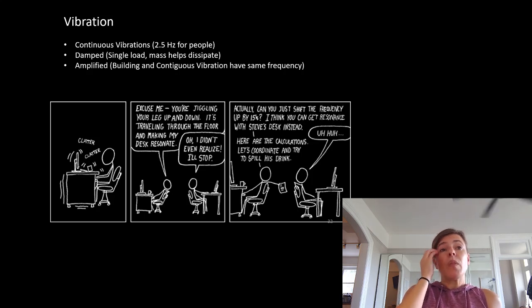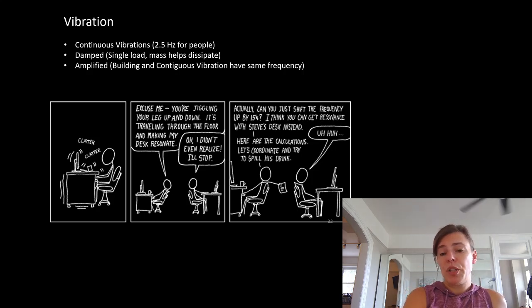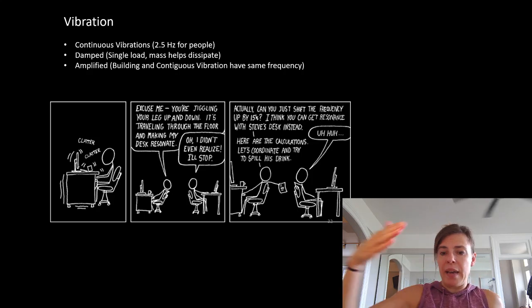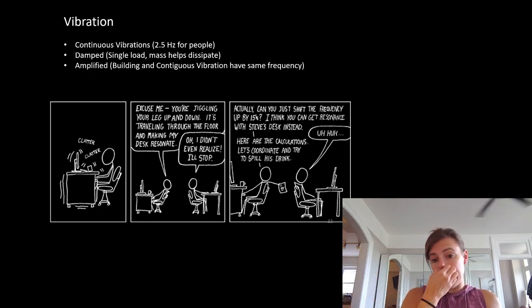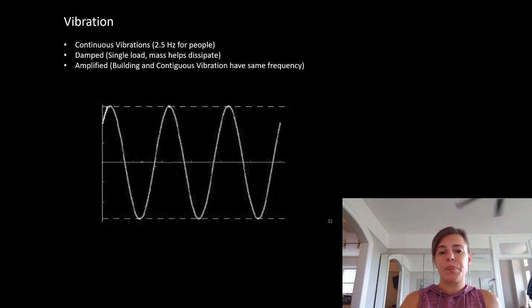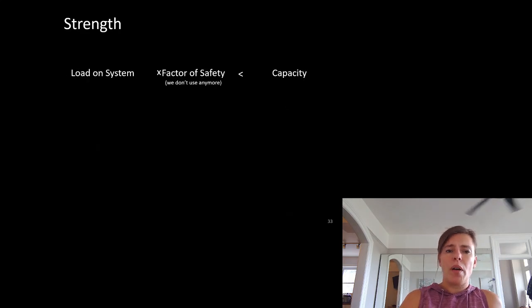Vibration. We have a few different types of vibration. We talked about these last week. There's the continuous vibration for people moving. There's damped, which is a single impact load that dampens off. And then we have amplified, where we have things that can get amplified because it resonates at the same frequency of the building. We're not going to go too much into that.